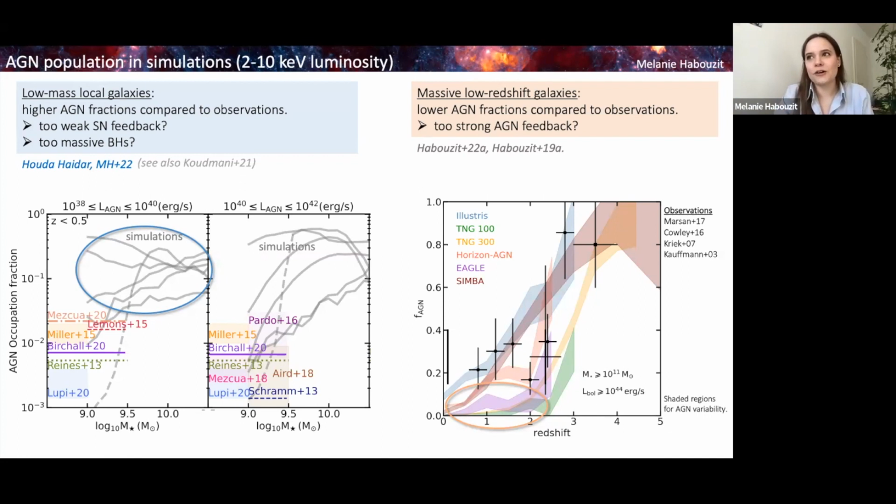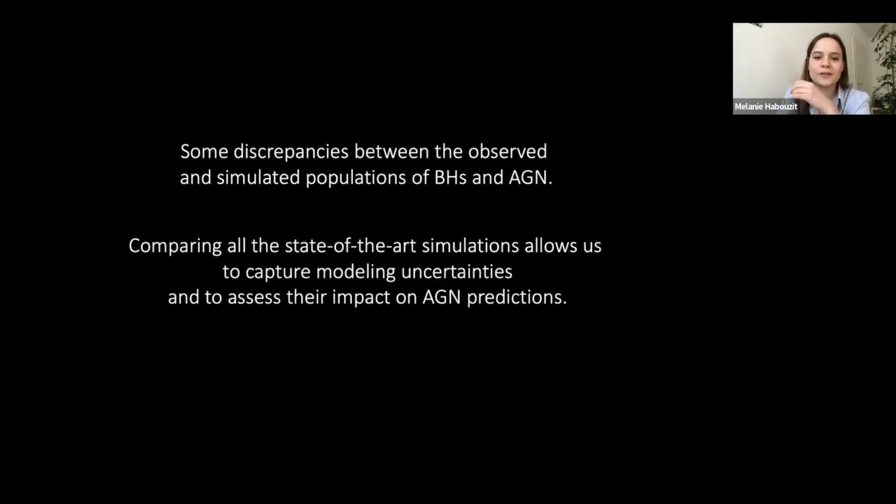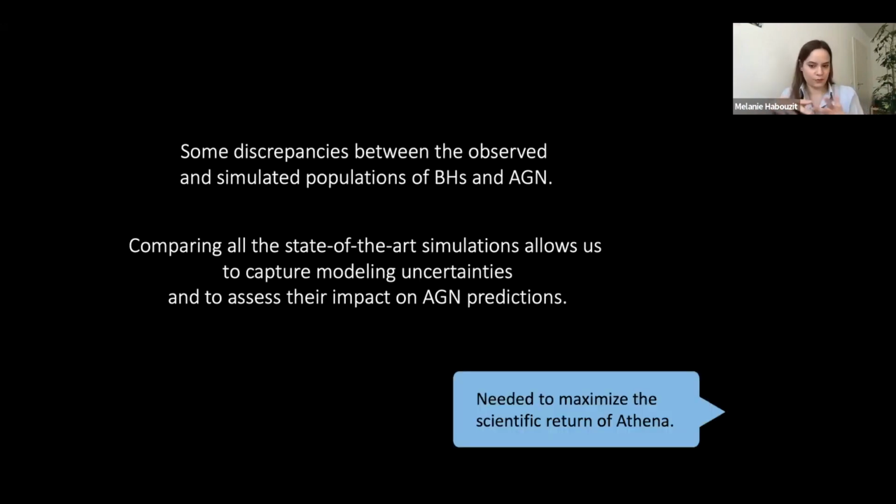Okay, so this was an overview of how the different simulations compare and what is different from observations. So we do find discrepancies between the black hole population and the AGN population. But on the other hand, when we take all the state-of-the-art simulations together, it really allows us to capture the uncertainties on the modeling of the simulations. So for example, supernova feedback, AGN feedback, the seeding of the simulations, we can really assess the impact of those choices and how they impact the properties of the AGN and AGN predictions. So this is way better when we take all the simulations rather than just one simulation. And this will be very important, for example, for Athena, both to prepare the mission, understand how many detections we could have according to the simulations, but also to maximize the scientific return of the mission. So this is what I'm going to describe now.